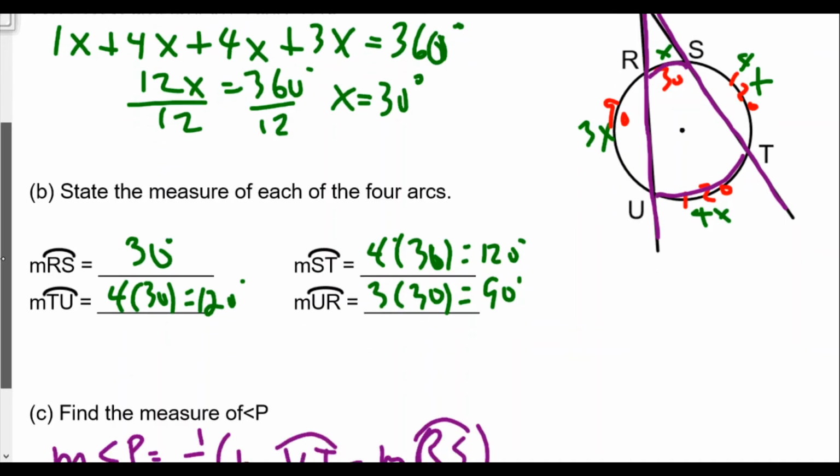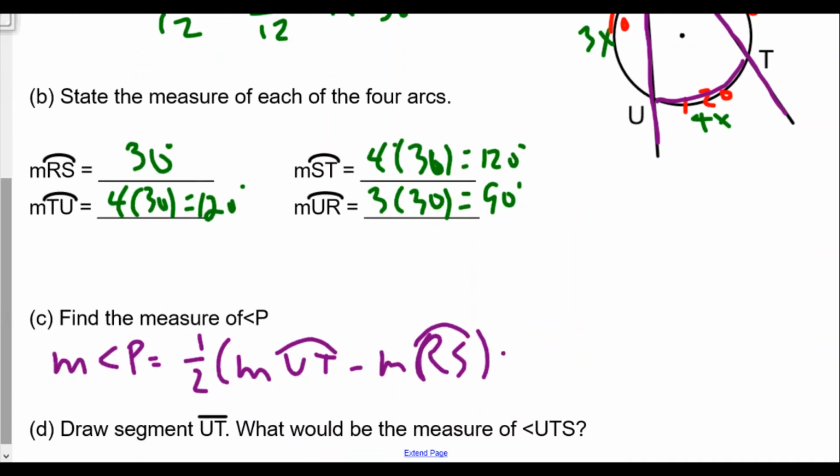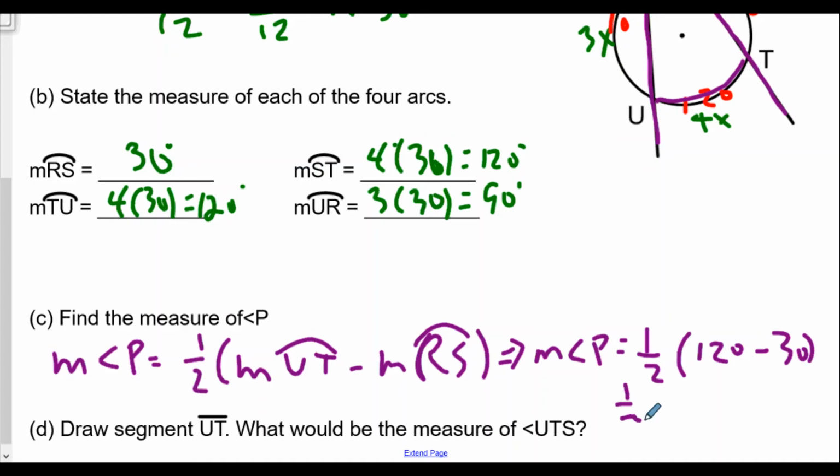So with numbers, what we can do is plug them in. So the measure of angle P equals 1/2, well, the measure of UT is 120 minus, in this case, 30. Well, 1/2 of 90 equals 45 degrees.